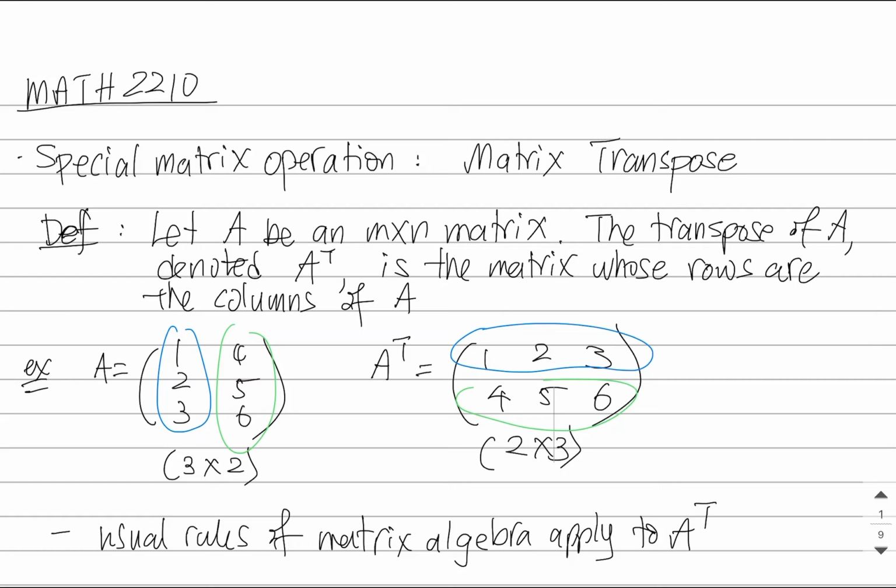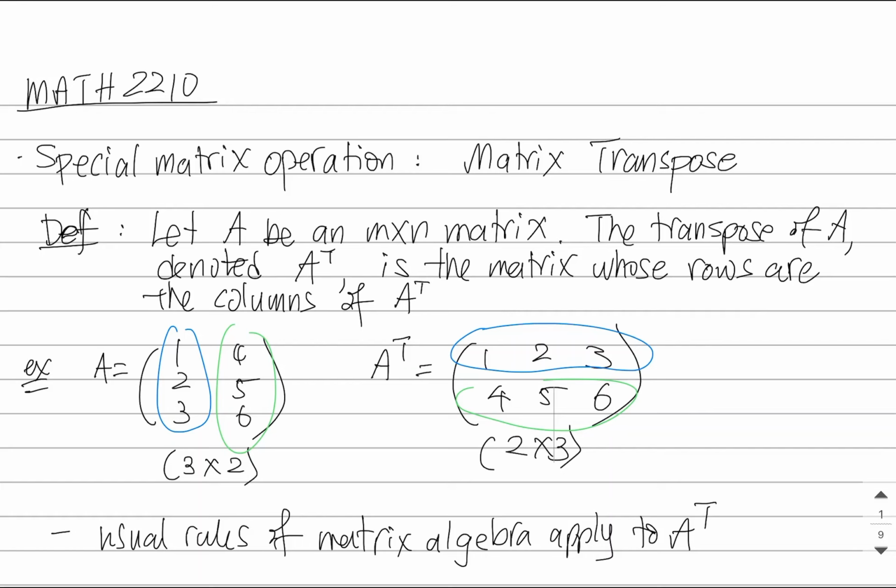We're going to define a special matrix operation called matrix transpose. Definition: if I give you an m by n matrix, the transpose of that basically has the rows and the columns flip-flopped. So the rows of A become the columns of A transpose.